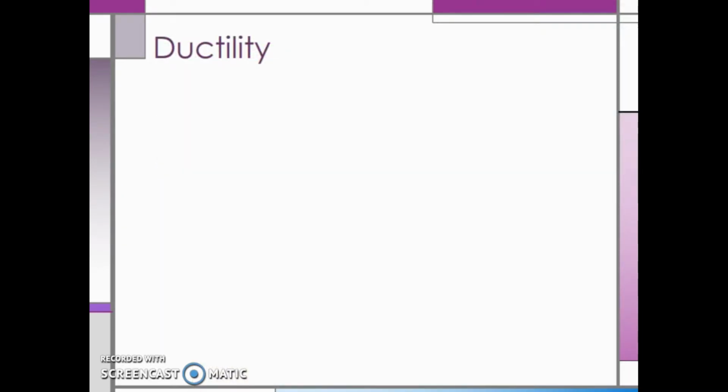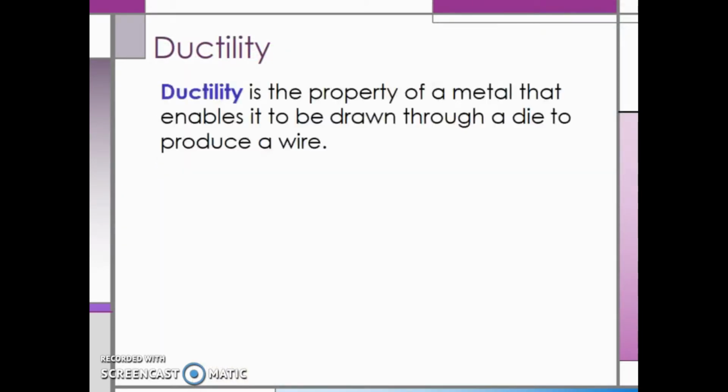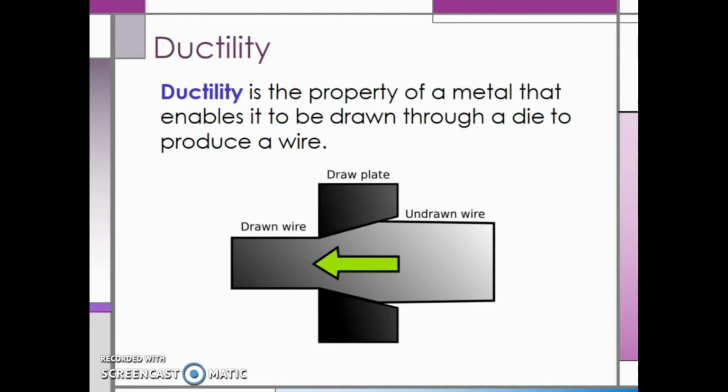The fifth property of solids is ductility. Ductility is a property of a metal specifically that enables it to be drawn through a die to produce a wire. Ductility is when a solid material stretches under tensile stress. If the metal is ductile, it may be stretched into a wire. This, of course, is dependent on the temperature and pressure of the metal.